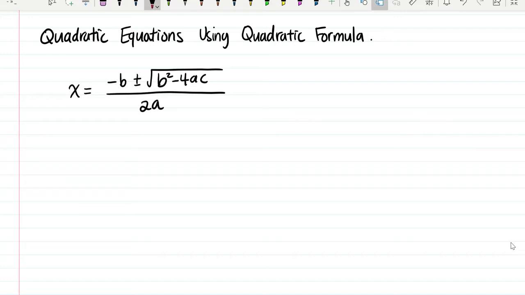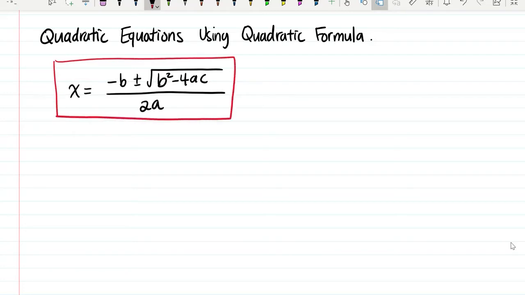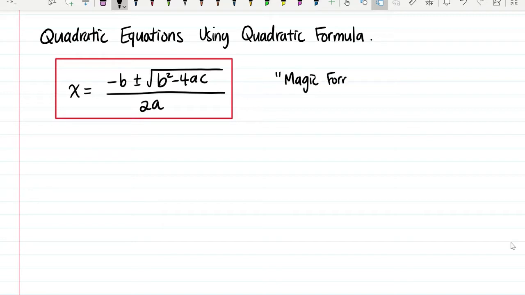Okay, so here's the formula. x is equal to negative b plus minus square root of b squared minus 4ac, over 2a. This is the quadratic formula, but I usually call it the magic formula because it is so useful when you're solving quadratic equations. So I'm going to call it the magic formula.